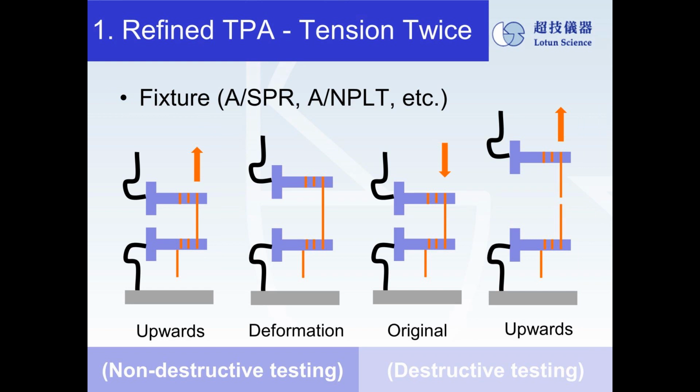The first stage of this modulus is to determine the extent of the deformation by the upward tension test, and then back to the original position. This stage is a non-destructive test. For the second stage, the upward tension is applied again until the noodle breaks. At this stage, this is a destructive tension.